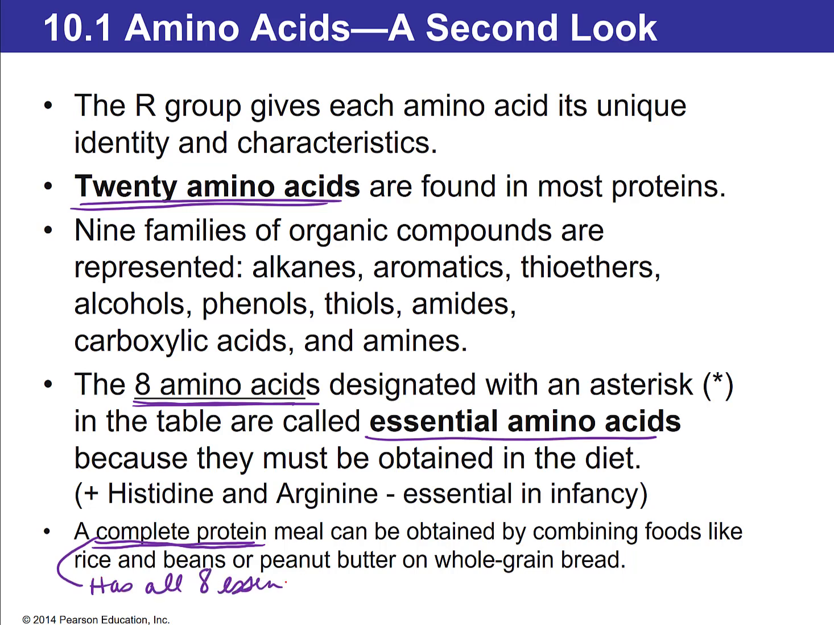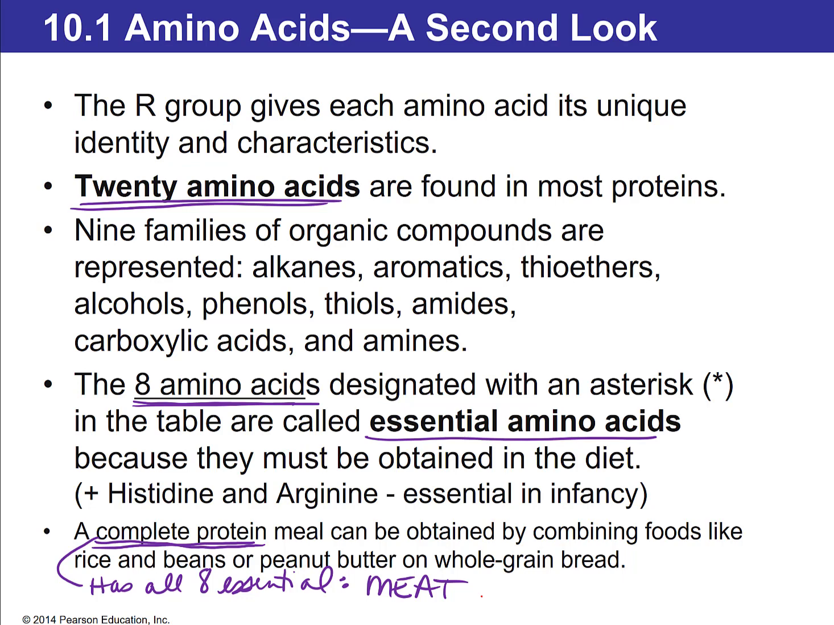And for the average person with the average diet, what is the most common source of protein in your diet? Meat, okay? And all meat, whether you're talking about beef or pork or chicken or seafood, all meat is a complete protein source. So any and all. So there comes the question of the vegetarians. Well, how do vegetarians survive because they don't eat meat?